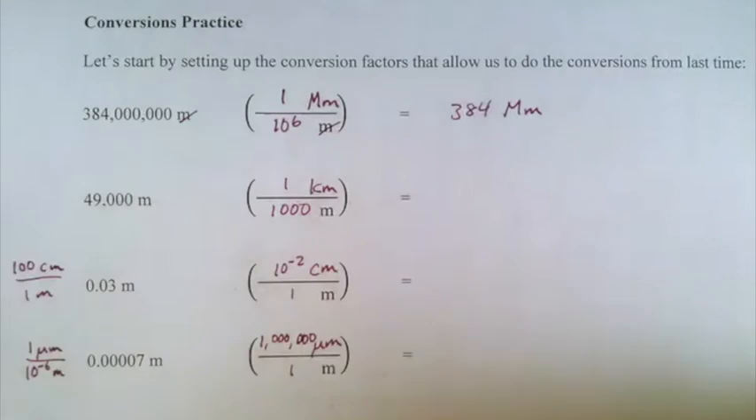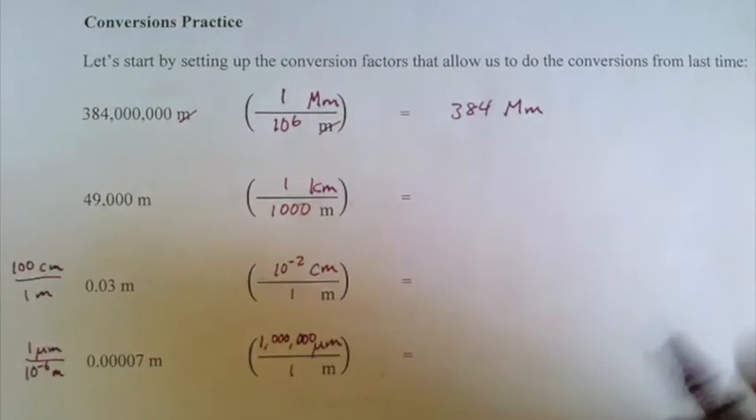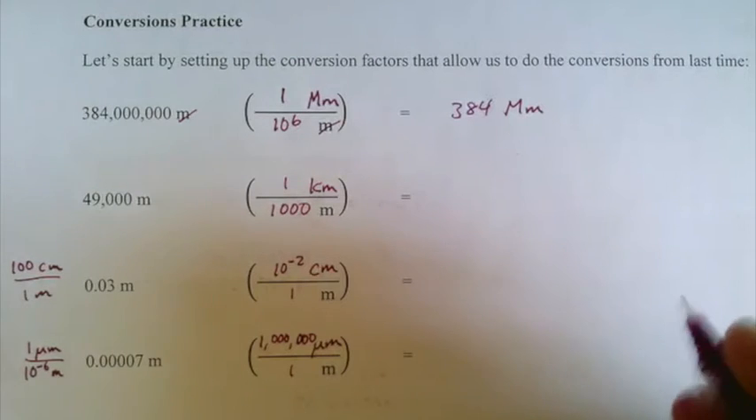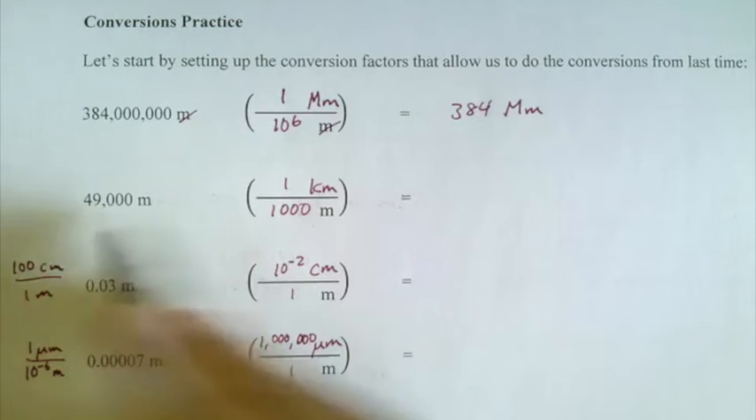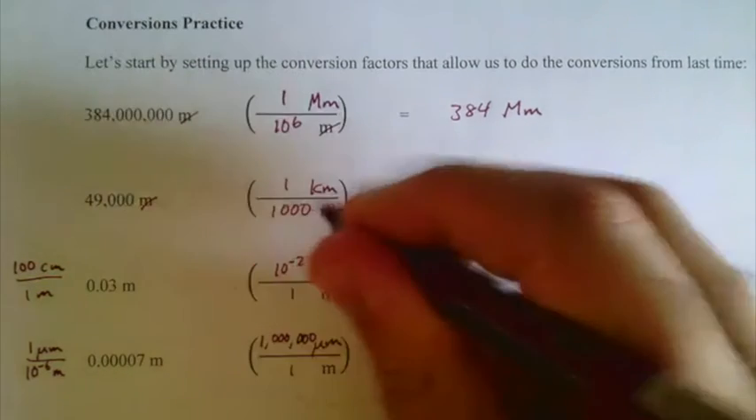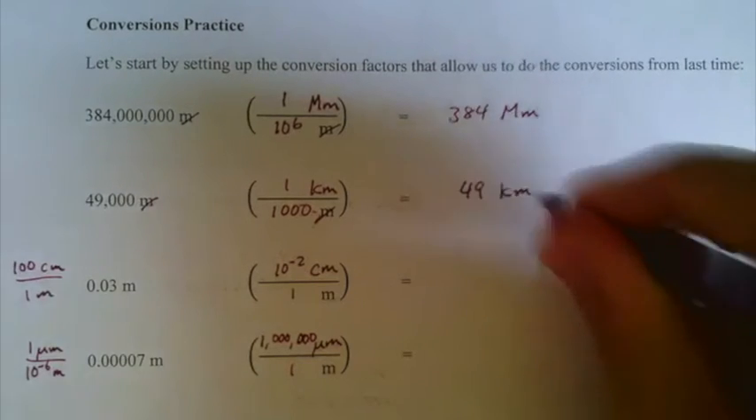If you decided to do this with giga, it would have been 10 to the 9th. We would have wound up with 0.384 gigameters. Taking a look at this one here, as I convert into kilometers, 49,000 divided by 1,000, the meters are going to go away. We punch that into the calculator, and it's 49 kilometers.